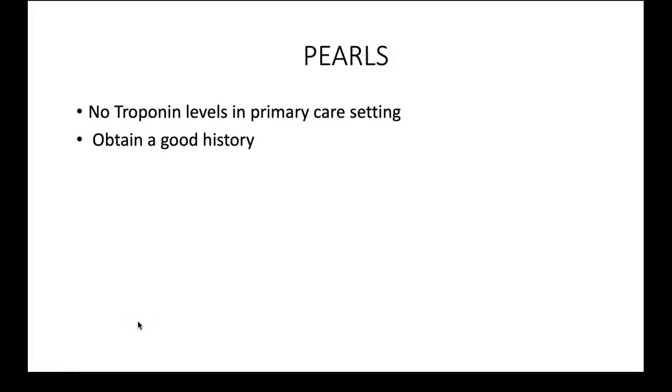And just a few pearls to add. Really make sure you get a good history from your patient. The history will really guide your treatment plan. And remember your scope in the primary care setting. This is something I go over every semester, and if you've been in any of my classes, I've addressed it. It's really not appropriate to be drawing a troponin level in primary care.